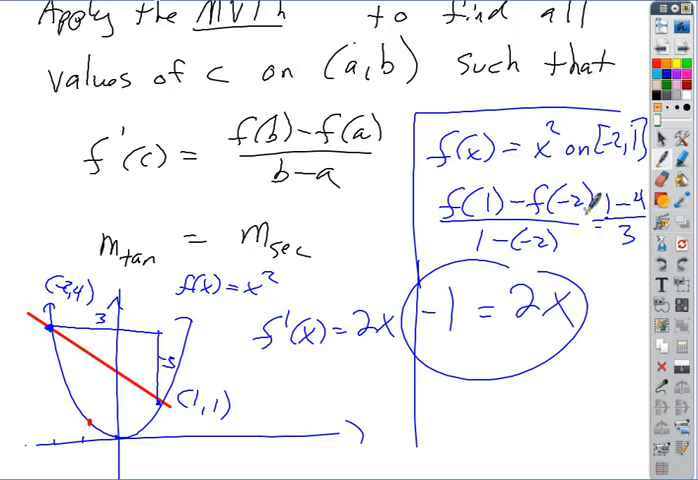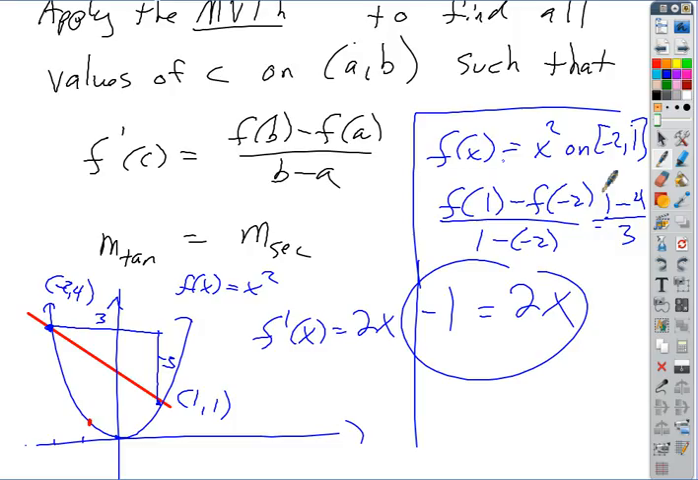Right, so negative 2 squared is 4, and 1 squared is 1. So f of 1, if f of x equals x squared, f of 1 is 1 squared, and f of negative 2 is negative 2 squared. Gotcha. Does that make sense? Okay.